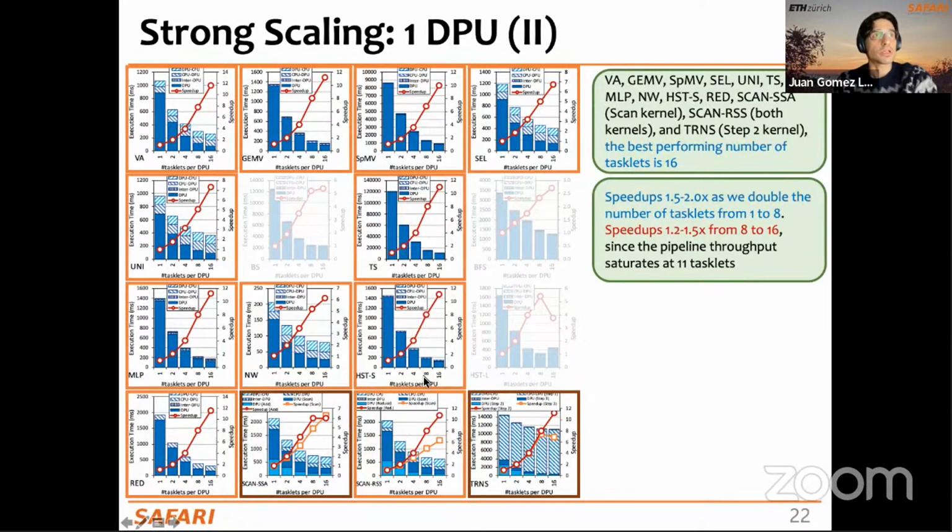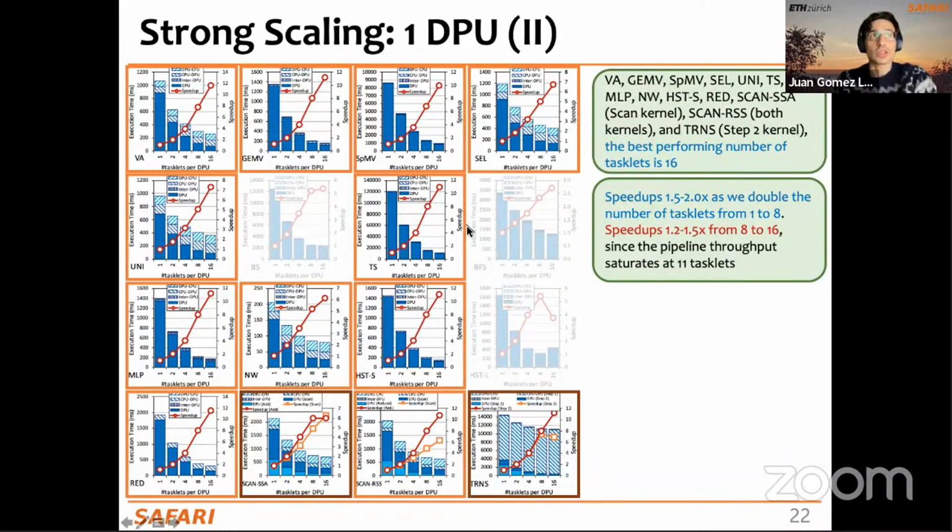One interesting observation with respect to these 13 benchmarks that we highlight on the screen is that the speed up, when we double the number of tasklets from 1 to 8, is essentially twice. This is reasonable as well, because we are using more tasklets on the pipeline, so we are making better use of the resources, better use of the pipeline, and what this means is that we are essentially doubling the number of workers, and by doubling the number of workers, we should expect a reduction by half in the execution time of the kernel.